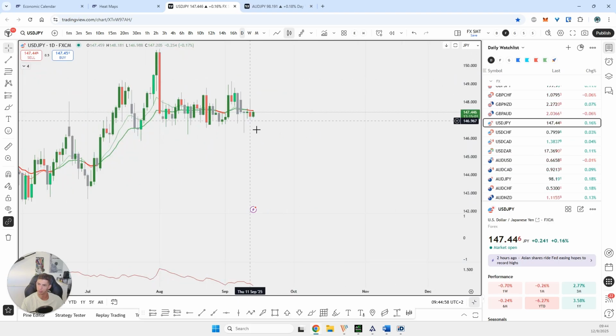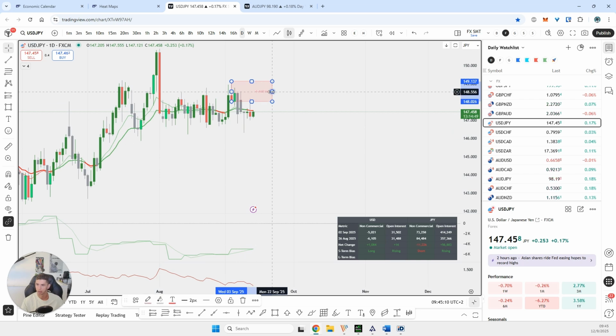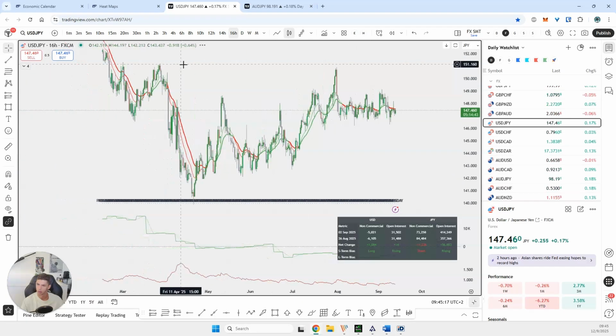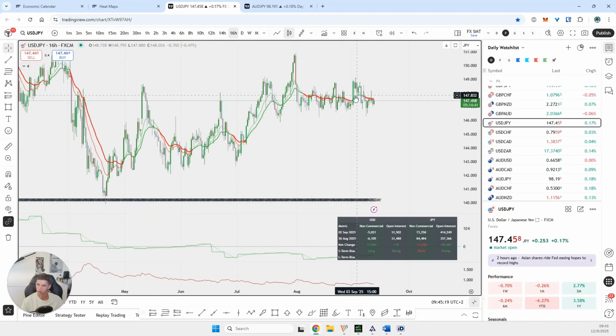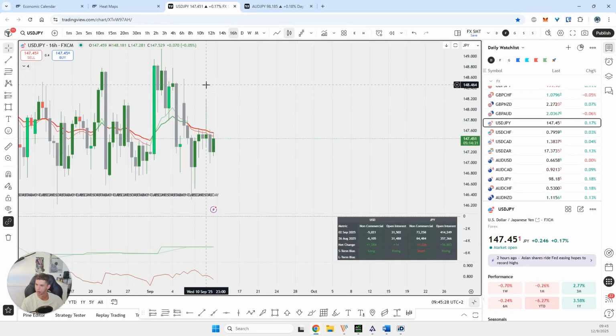We had kind of a pin bar yesterday. This supply. Not the fresh area, not the best area. Let's check the 16 hour, maybe we have it there. This was yesterday, right? This was yesterday. Nope.